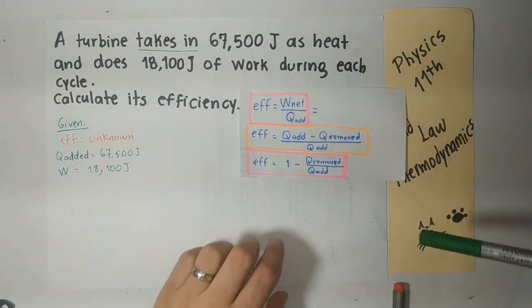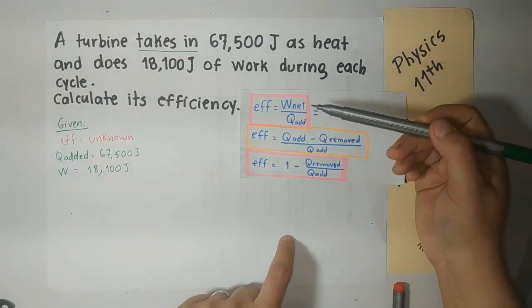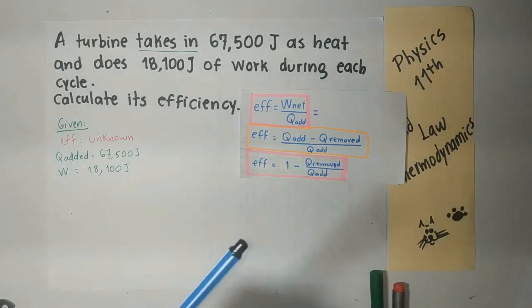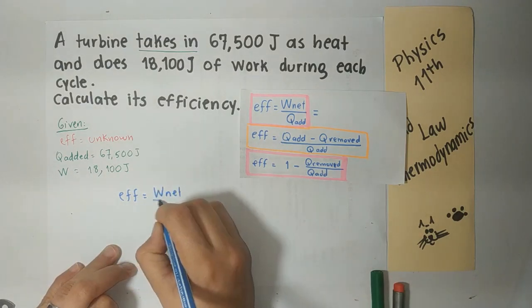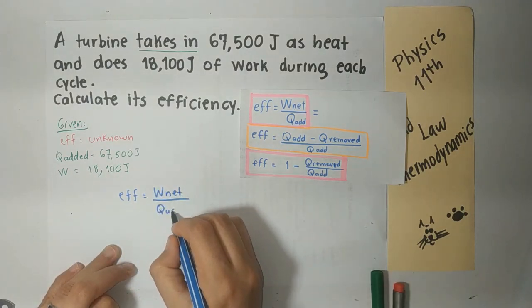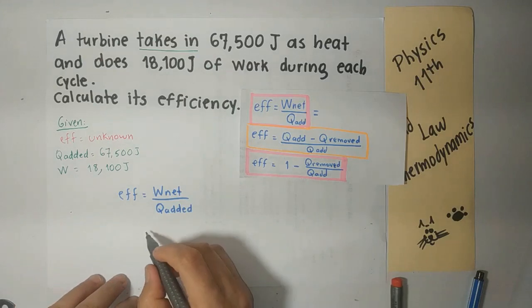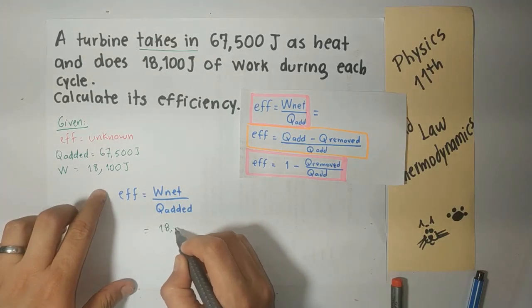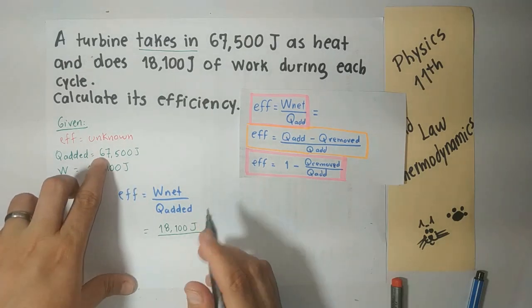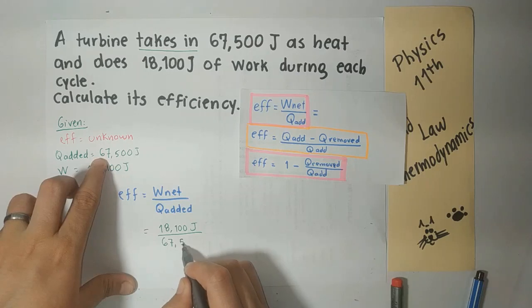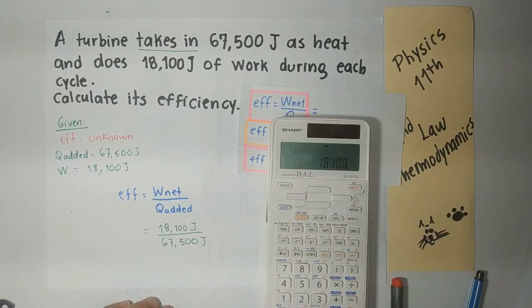Now from this given, which one do I have to use? Obviously, I will be using the equation that involves work. So the first step in the solution is to write the equation that we're going to use, W net divided by Q added to the system. Now let's plug in the values, and we're going to have 18,100 joules divided by 67,500 joules, and then of course we don't forget to use the calculator.